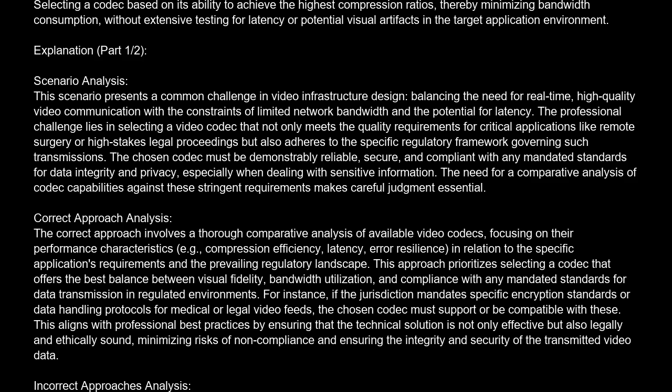This aligns with professional best practices by ensuring that the technical solution is not only effective, but also legally and ethically sound, minimizing risks of non-compliance, and ensuring the integrity and security of the transmitted video data. Incorrect approach analysis.